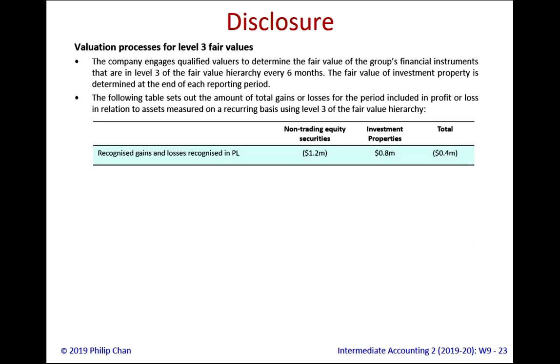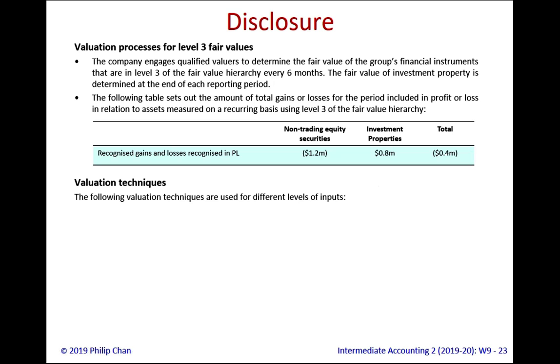So such as this. Okay, so you have the reporting here, right? For the non-trading equity securities it is about 1.2 million loss, and then IP is about a gain of 0.8. Overall is 0.4 loss. So on the face of the statement of profit and loss, you may just show one number, right? But then you have to show the breakdown in terms of level 3 fair value changes. Also, the techniques have to be disclosed as well.